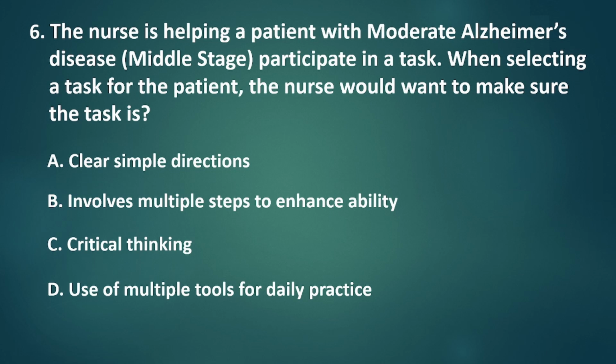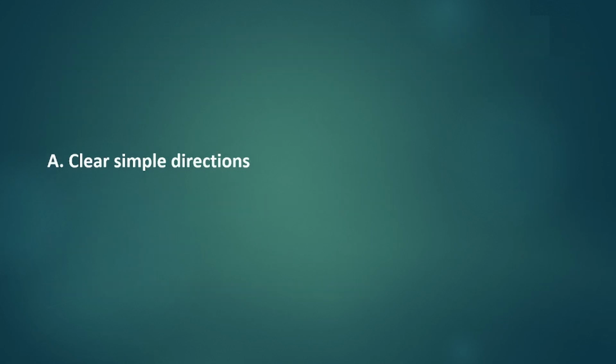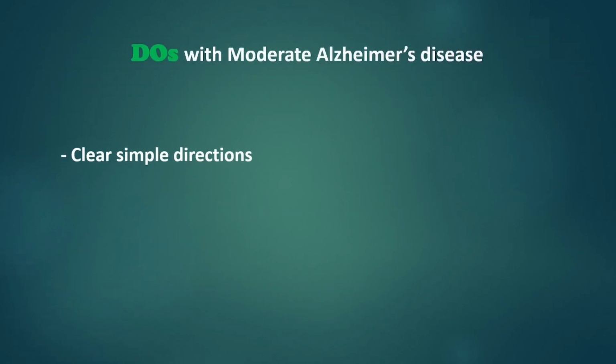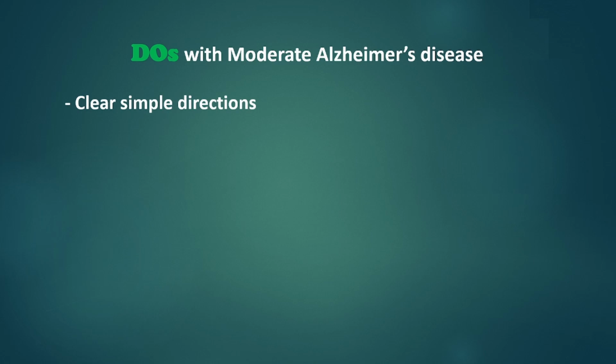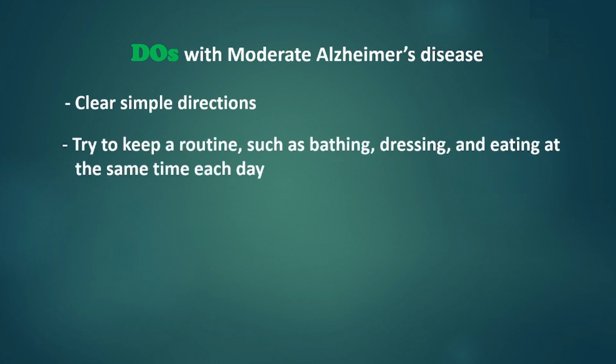The correct answer is letter A. Clear and simple directions. Here are the tips for patients with moderate Alzheimer's disease. Provide clear, simple directions. Try to keep a routine, such as bathing, dressing, and eating at the same time each day.